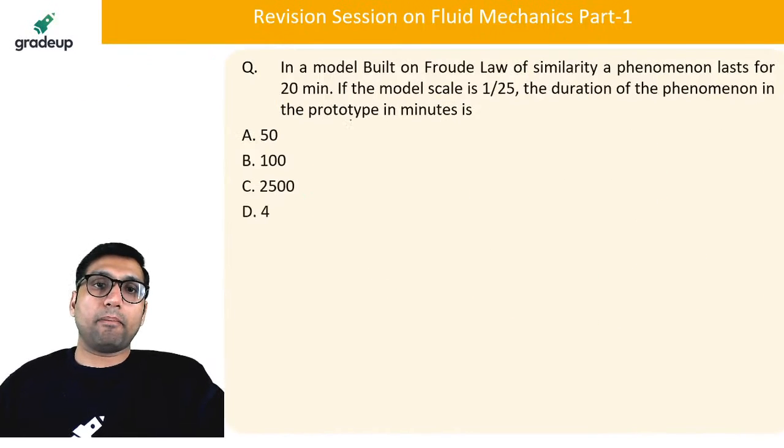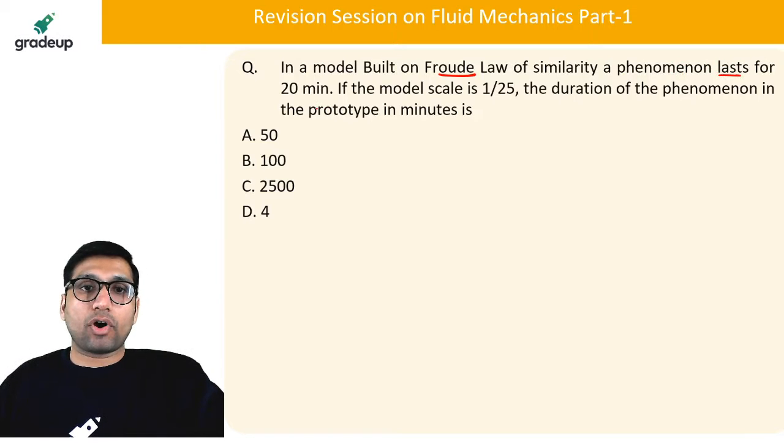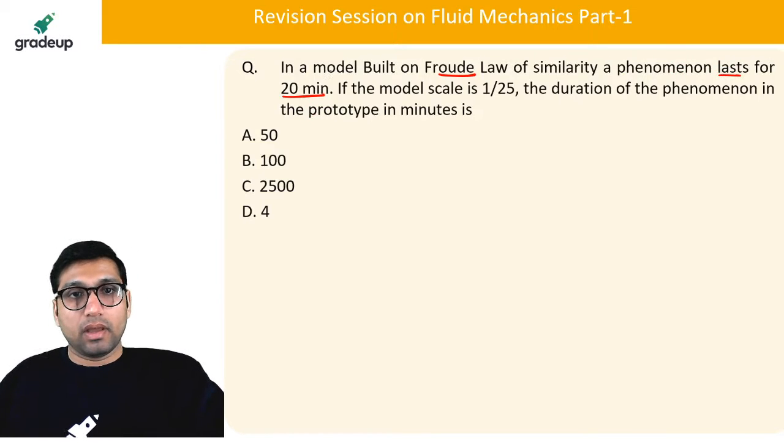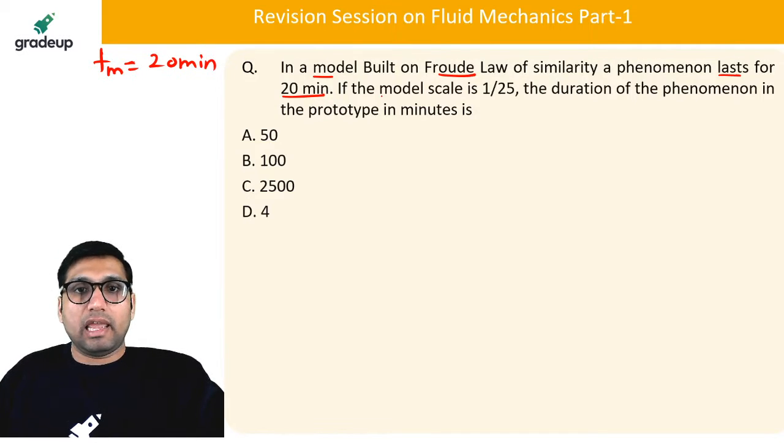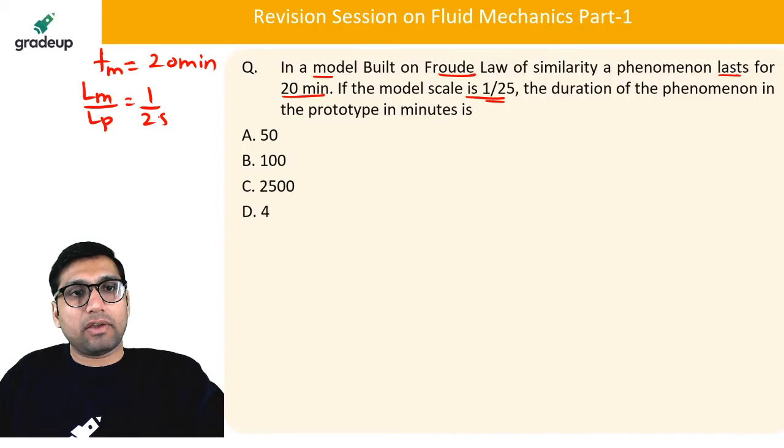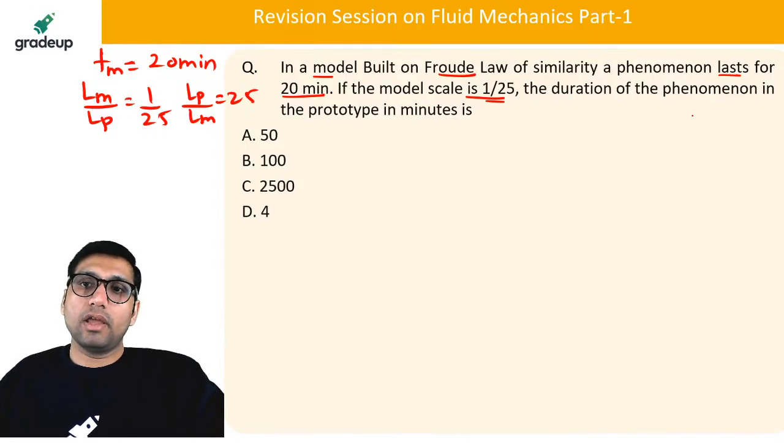Next question. In a model built on Froude law of similarity, a phenomenon lasts for 20 minutes. So in the model, the phenomenon is taking how much time? Time in the model is 20 minutes. If the model scale is 1 by 25, that is length of the model by prototype is equal to 1 by 25, so Lp by Lm will be 25. You have to find the duration of the phenomenon in the prototype.